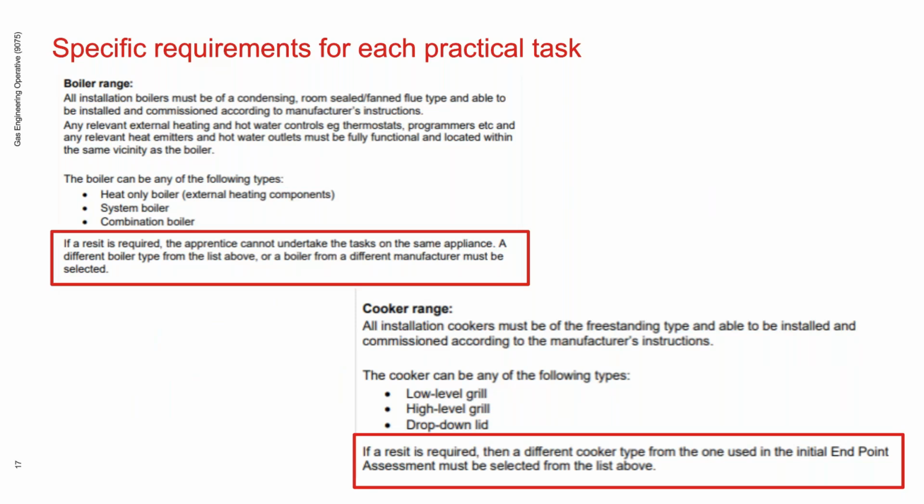Cooker ranges, so low-level grill, high-level grill, or drop-down lid. Again, if a reset is required, then a different cooker type from one used in the initial endpoint assessment must be selected from the list above.